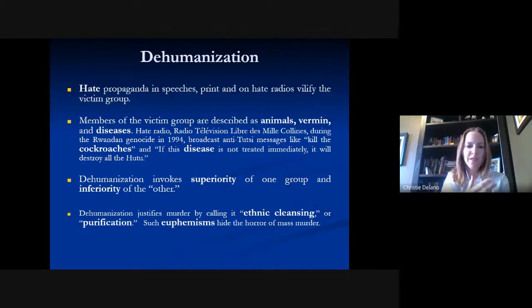Right? And ultimately speaking, this dehumanization, right, justifies murder by calling it ethnic cleansing or purification. And this is going to hide the horror of mass murder down the road, right? Justifying it to the people. You will have masses of people that believe it. You will have masses of people that go with it out of fear, right?